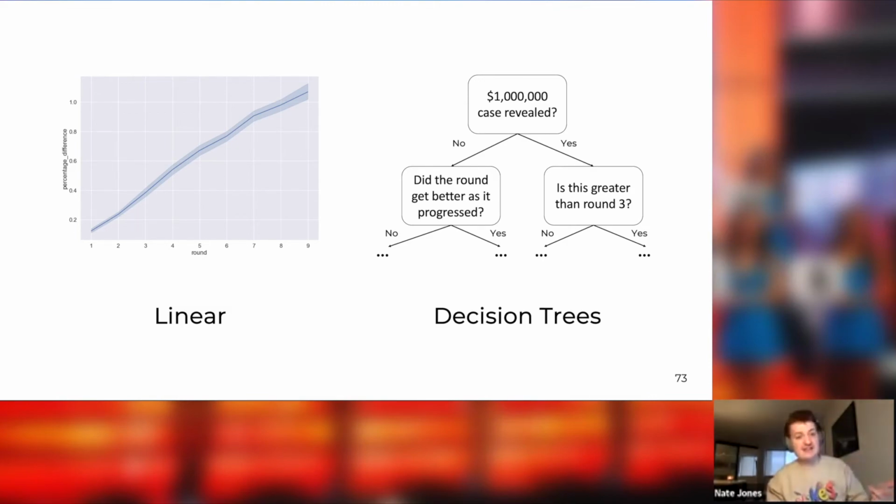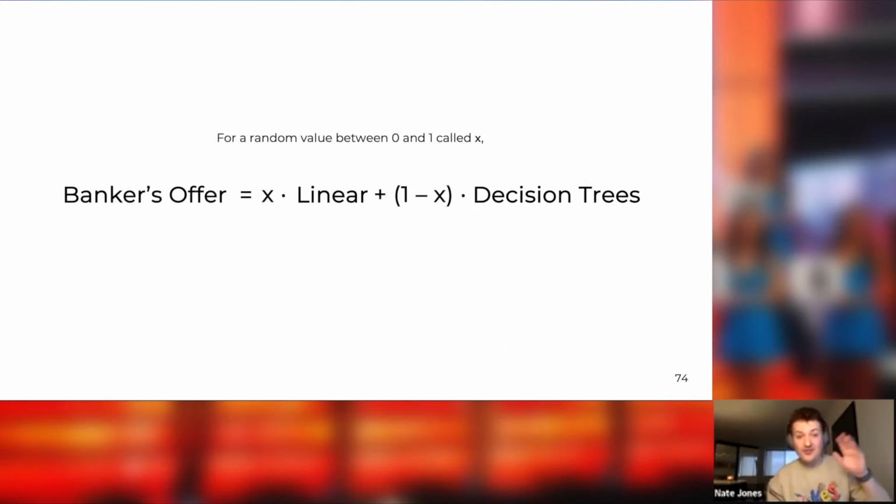The banker's offer is actually what I'm gonna call a random ensemble model. What this means is it makes a linear model prediction, it makes a decision tree prediction of what the banker is going to say. And then at any time, it randomly decides who we're gonna listen to more, we sum those up, and that's our final offer.